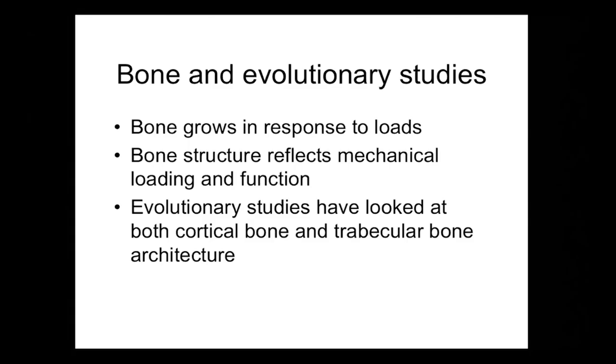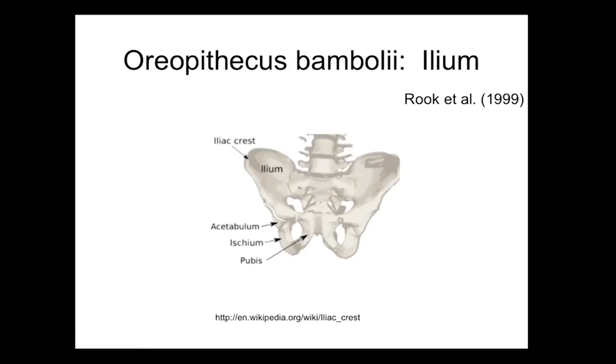So there's ones that look at cortical bone, but I'm just going to talk about one that deals with trabecular bone. So this study was done by a group of people. The first author was Rook. And what they studied was the ilium. So this is a pelvis, and the ilium is one of the bones in the pelvis. And they found fossils of a hominid species that was about 8 million years old called Oreopithecus bambolii. And bambolii refers to the place in Italy where these fossils were found.